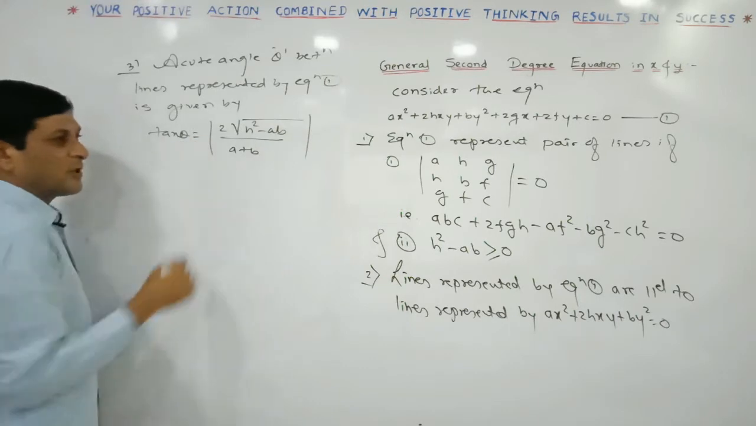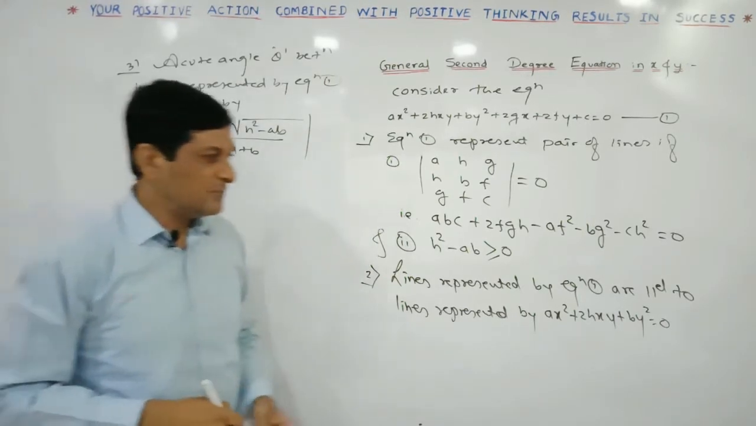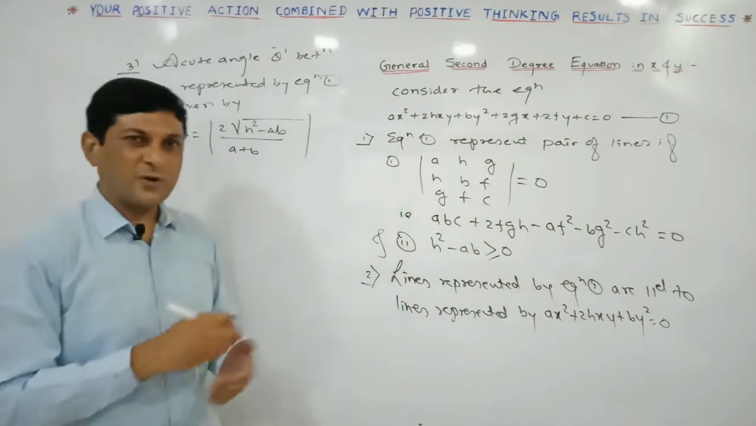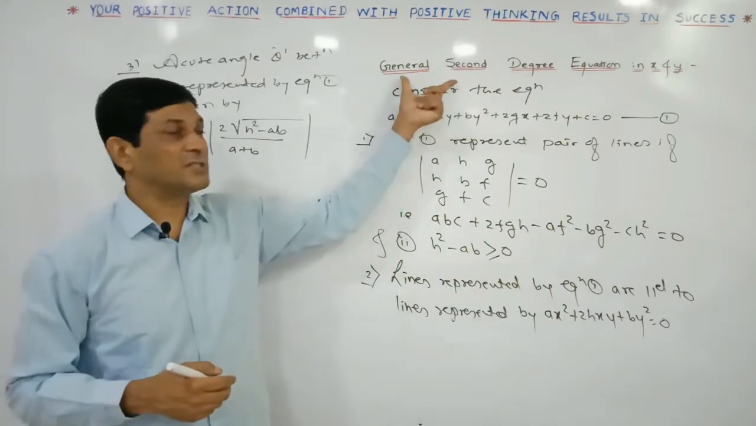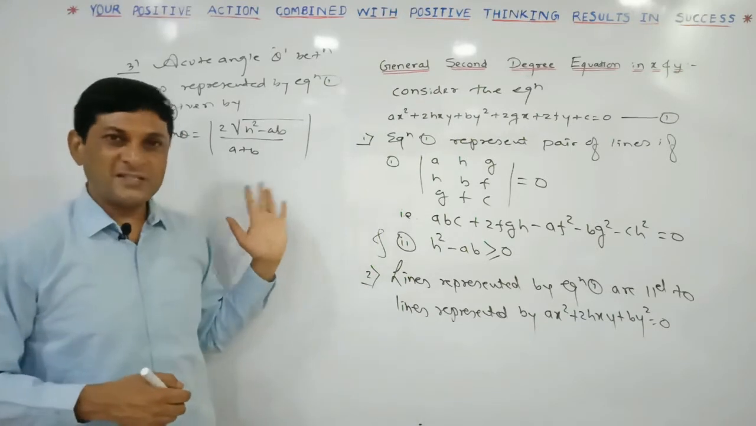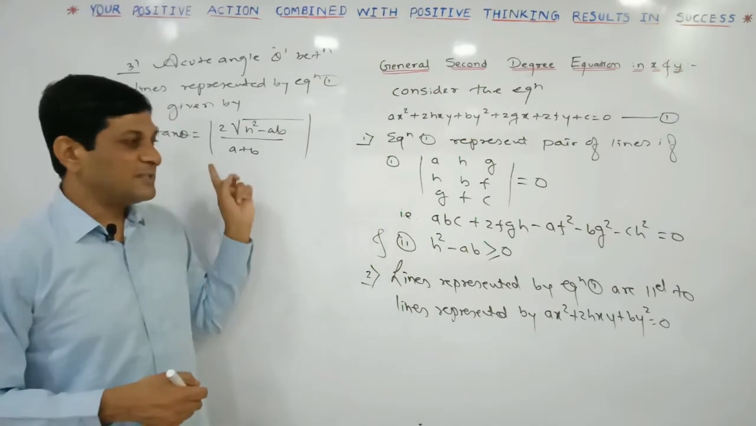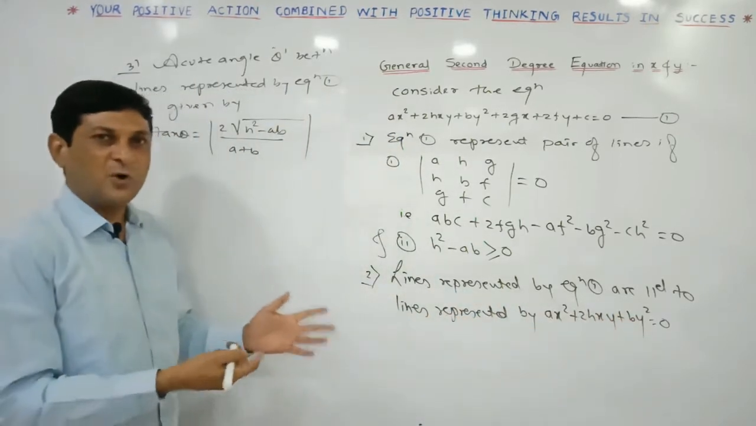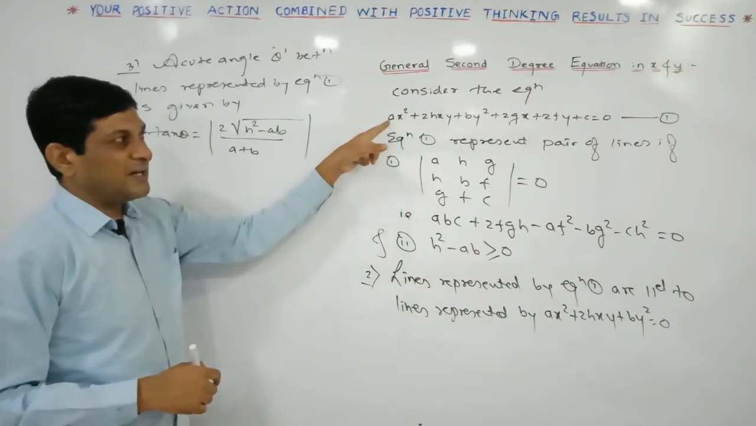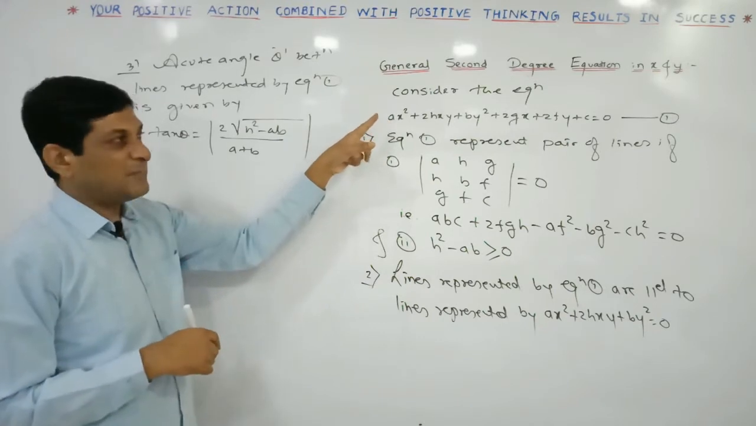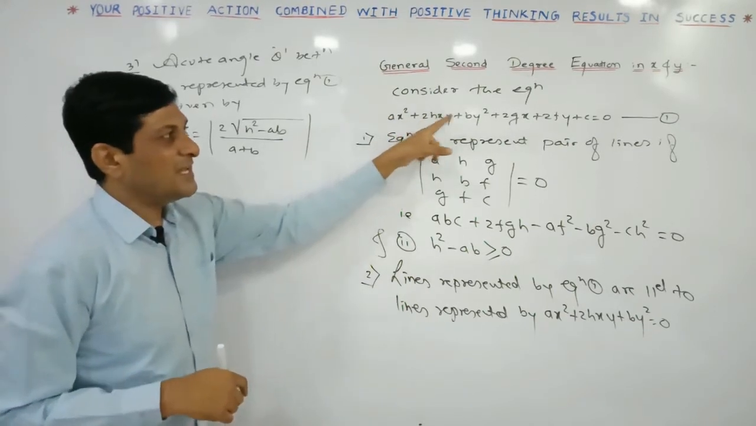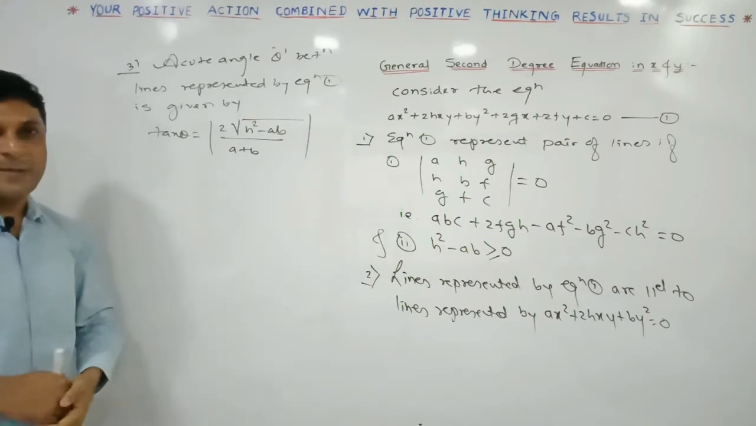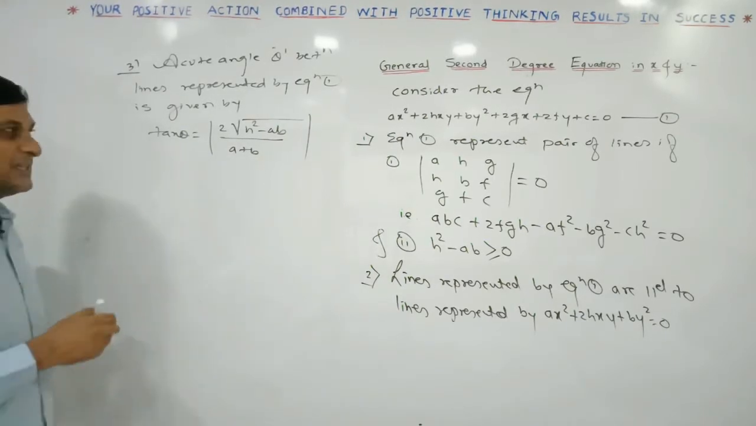Whatever formula we apply to find the angle between the lines in the case of a homogeneous equation, the same formula we apply in the case of the general equation. So the formula is the same in both cases. To apply this formula we need the values of a, h and b, which we get from the homogeneous equation, and to find the angle between the lines represented by the general equation we get a, h and b from that equation also. In both cases the same formula is applicable to find the acute angle between the lines.